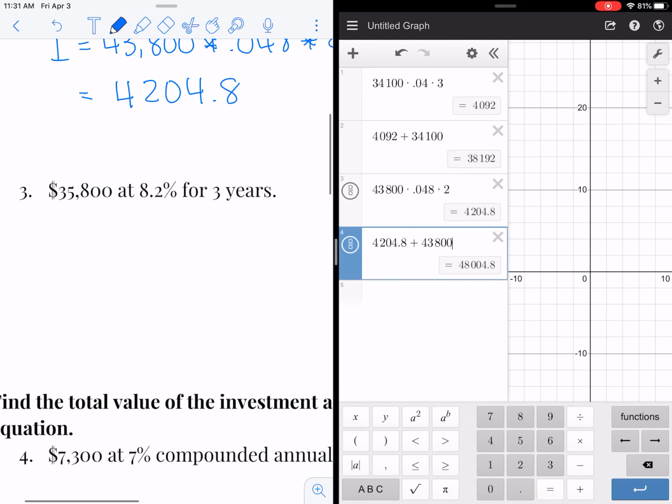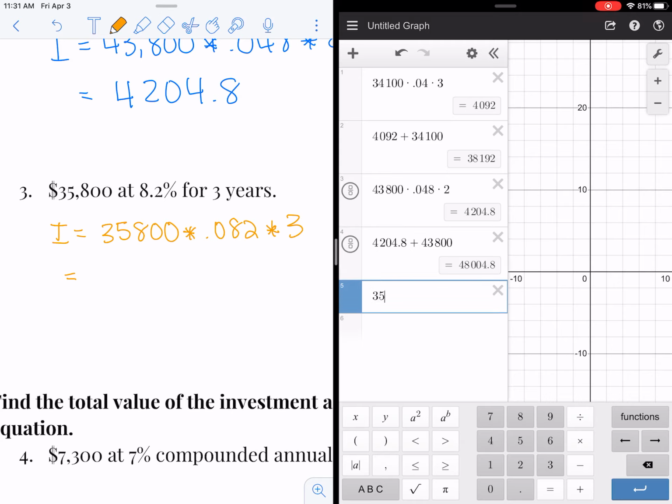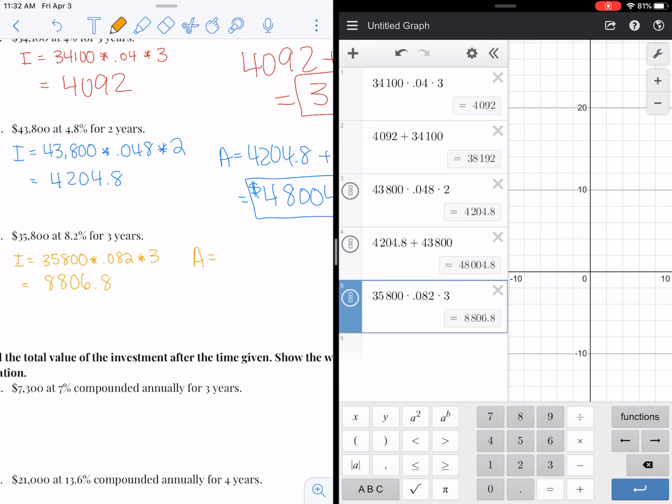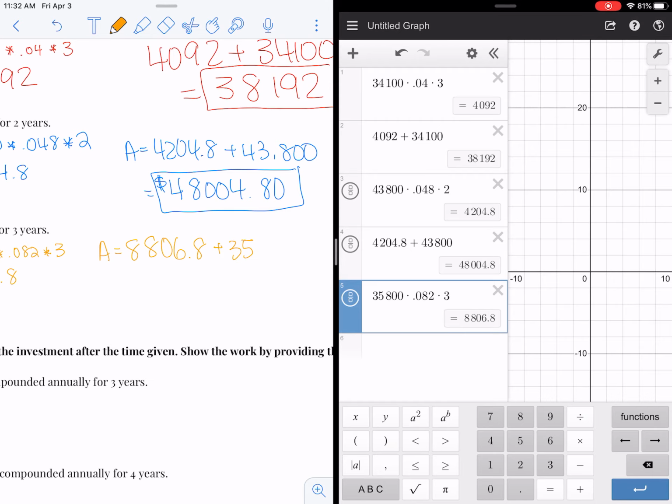Number 3, $35,800 at 8.2% for 3 years. So we know that's going to be, again, I equals 35,800 times 0.082 times 3. Go over to my calculator, 35,800 times 0.082 times 3. That equals 8,806.8. And then to get the total amount, we would have to do that plus the principal, which was 35,800.